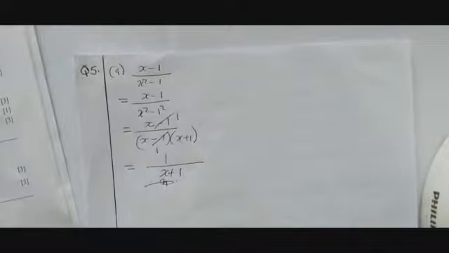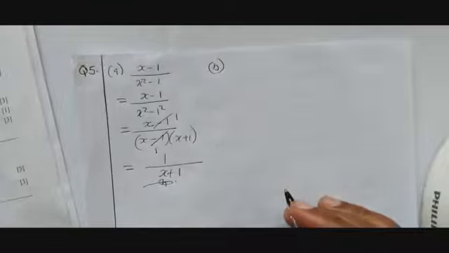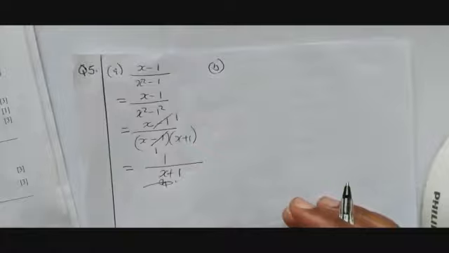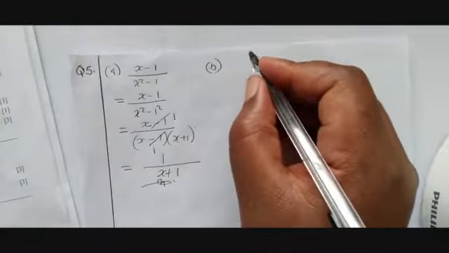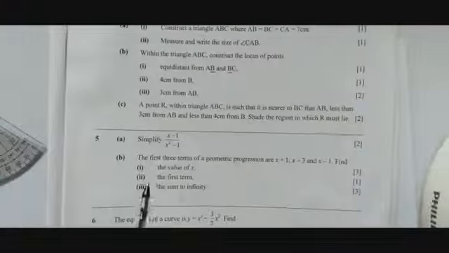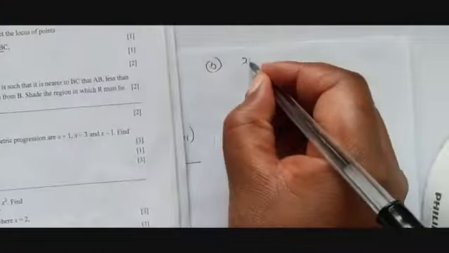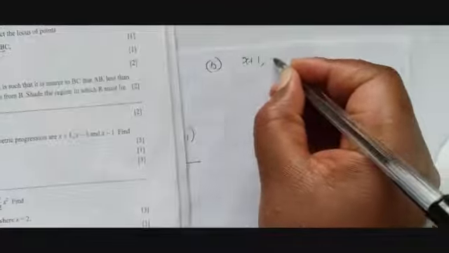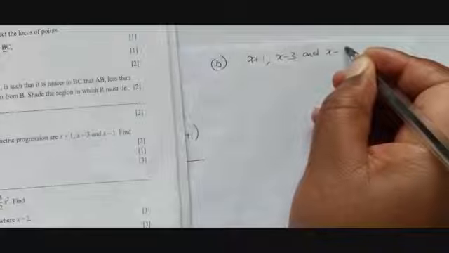Alright? So we go to B. Remember, you have to answer this exam in 2 hours 30 minutes, so you need to be a bit fast. Alright, so B, what is B? We're saying the first 3 terms of a geometric progression are x plus 1, x minus 3, and x minus 1. Alright?